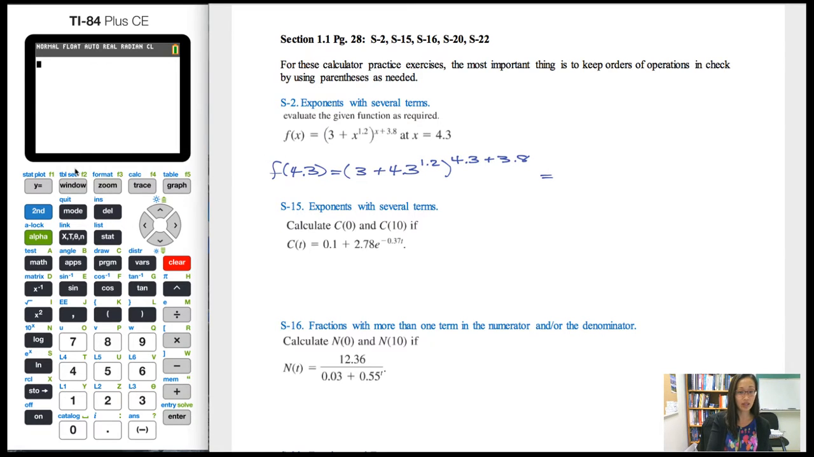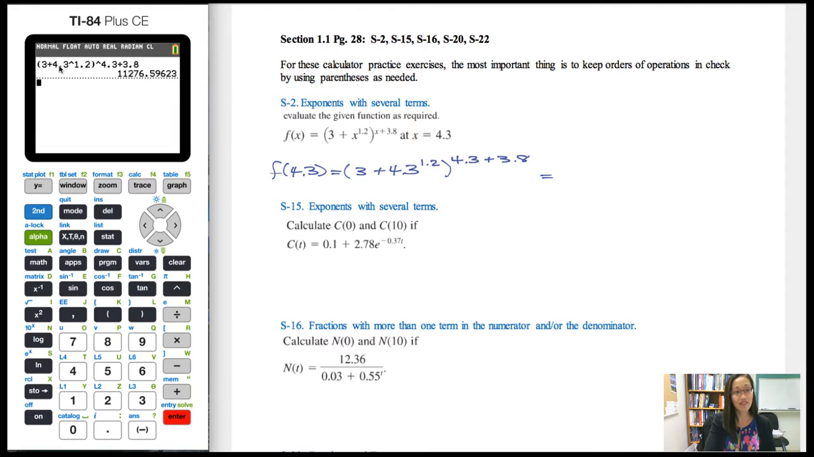I'm going to go to my calculator and I'm going to start typing in everything just like how I have written it on my paper here. So let's do that. I'm going to put in the parentheses, plus 4.3, raise it to the 1.2, and then raise that to 4.3 plus 3.8. Now, when I press enter, the calculator does give me an answer. The question is, is this answer correct?